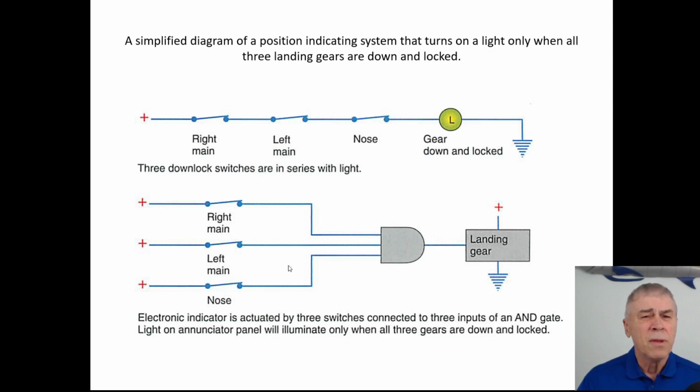And now, if you may have already covered AND gates and OR gates, basically this is an AND gate. It looks like a boat. So basically all three inputs have to be positive in order to get a positive result, which would light a light. And so you can run it through an electronic component like an AND gate or a series of components.